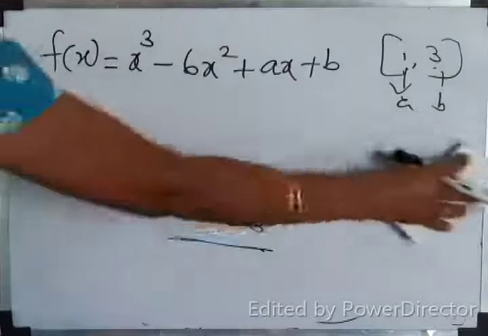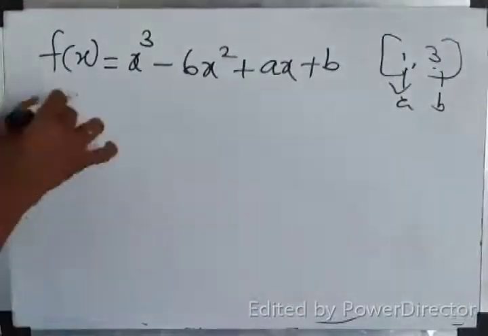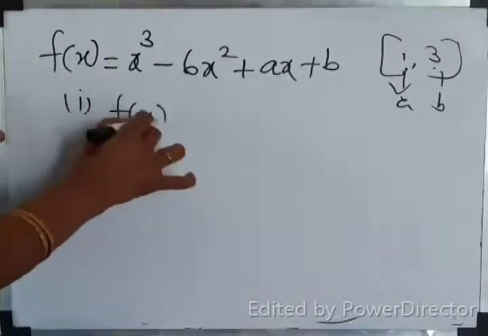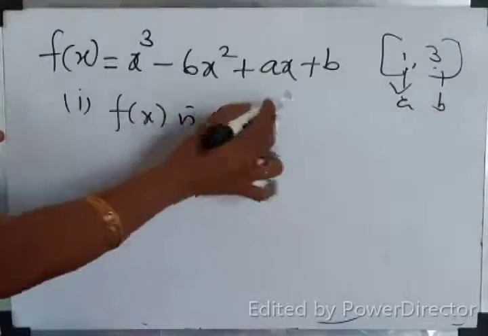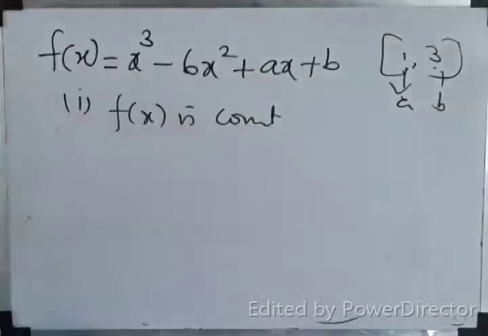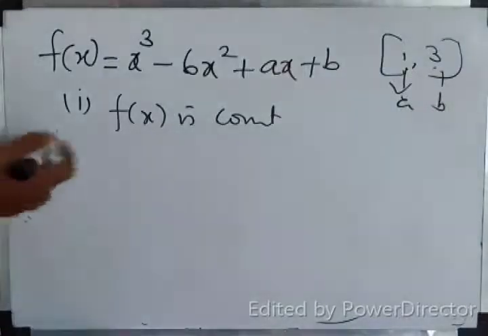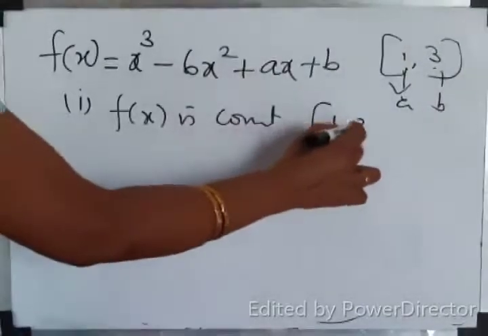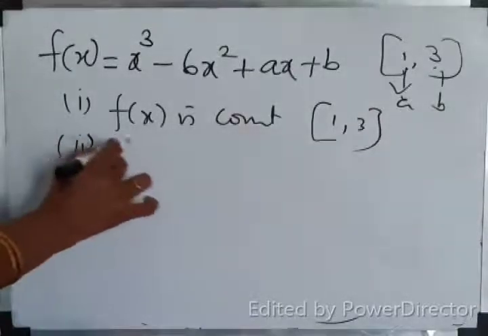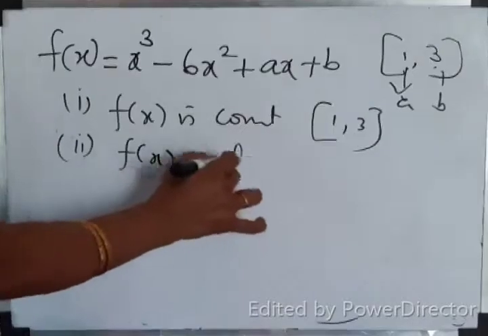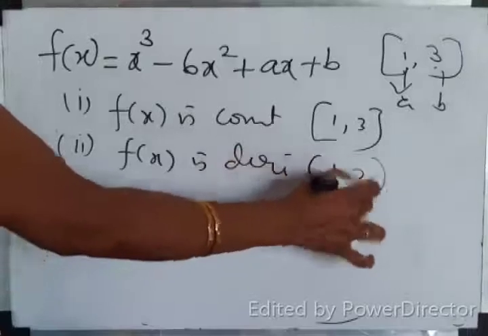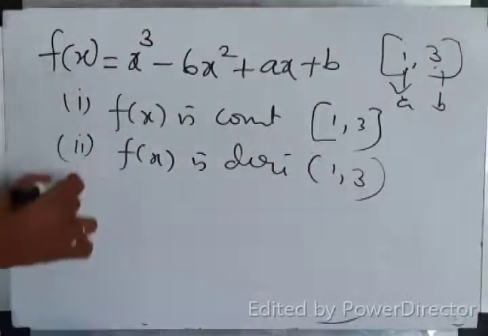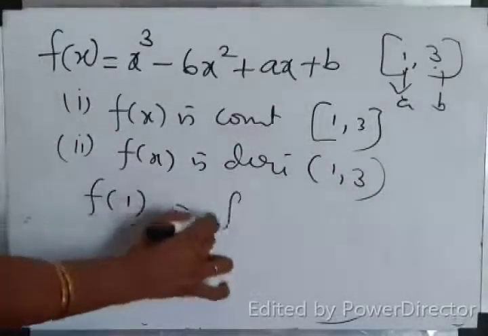So what is your first point? Your first point you should write f of x is continuous. Actually, all 4 points are correct, you know, ma'am. Why should we write? Please write. Nothing wrong if you write. f of x is continuous in the closed interval [1, 3]. Then f of x is derivable in the open interval (1, 3). Then f of a equal to f of b. What is f of 1 equal to f of 3? Equate.